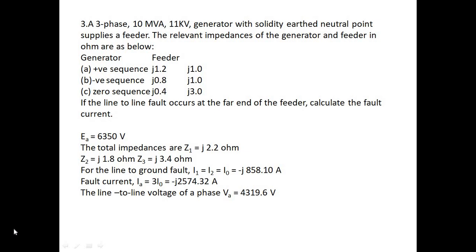That is E is equal to 6351 volts. The total impedance Z1 is equal to j2.2 ohm, then Z2 is equal to j1.8 ohm, then Z0 is equal to j3.4 ohm. For the line to ground fault, I1 is equal to I2 is equal to I0 is equal to minus j858.10 amps. Then the fault current I is equal to 3 into I0, that is equal to minus j2574.32 amps. The phase voltage VA is equal to 4319.6 volts.